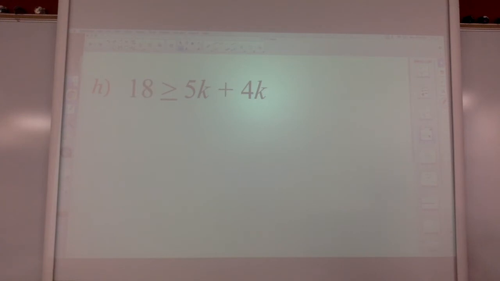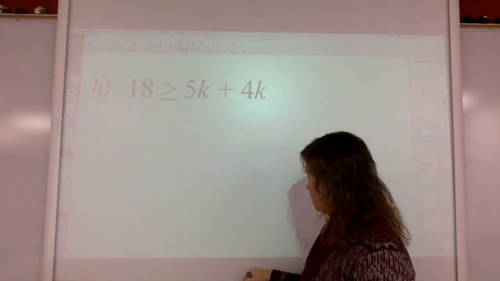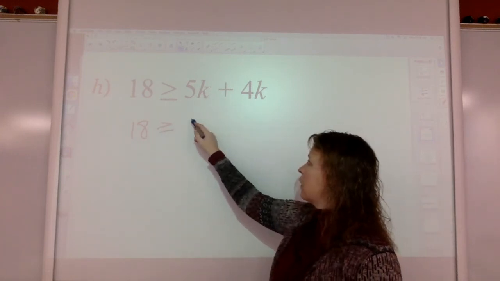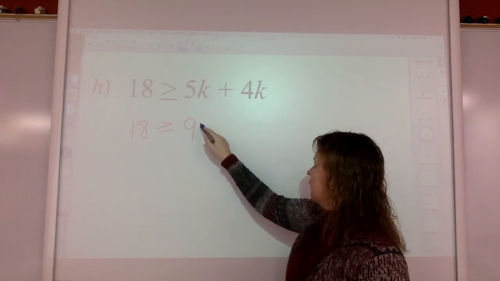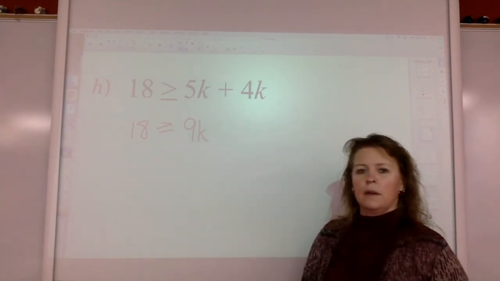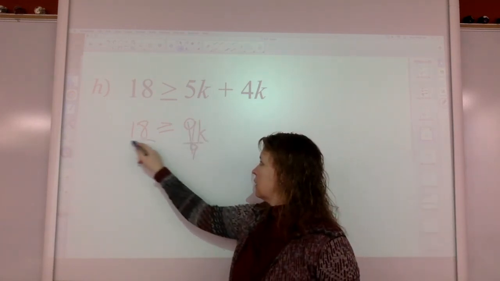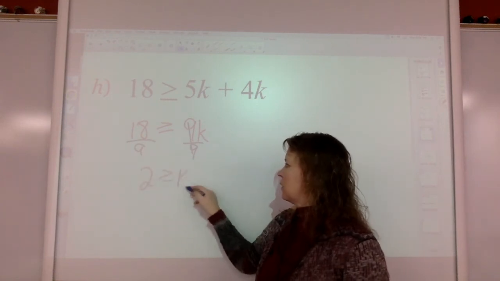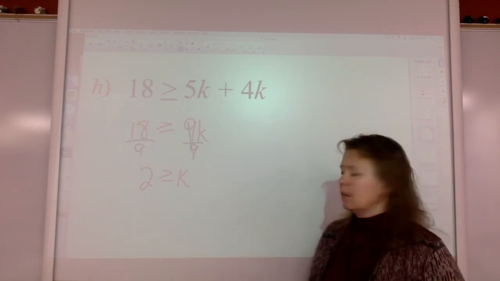Now we have variables and we have like terms, but they're on the same side of the inequality. The 5k and the 4k are both over here. So we're going to just drop the 18 where it is. 5k plus 4k is 9k. Oops, that's not a k, that's an x. Okay, we're still going to keep solving it. Divide by 9 on both sides. And 2 is greater than or equal to k, which is totally fine. That's an okay answer.